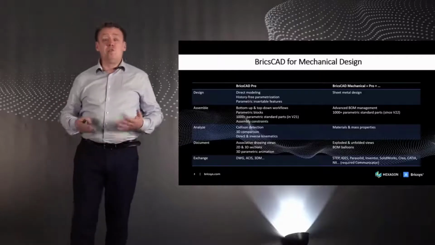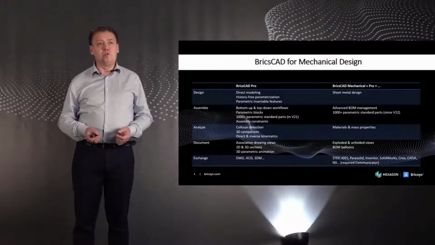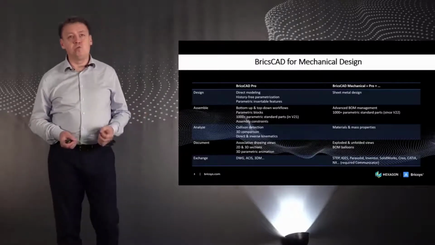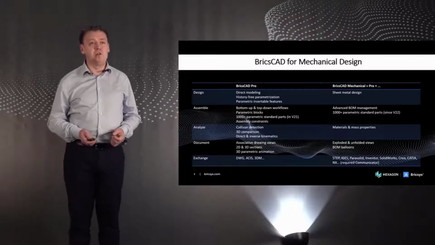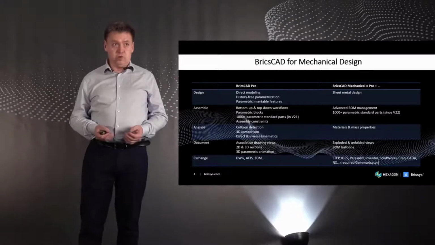You may ask, if BricsCAD Pro is so powerful, why do I need Mechanical as a vertical product on top of it? This is because BricsCAD Mechanical adds a number of important functions to streamline the most typical design and documentation tasks of mechanical engineering. In particular, it provides a powerful toolset for sheet metal design. It allows you to configure your bills of materials, to compute mass properties of your assemblies, create exploded representations, and add balloons to assembly views in just a single click.